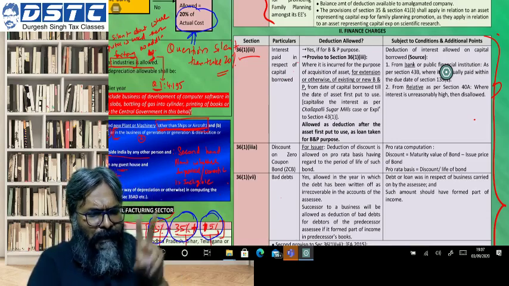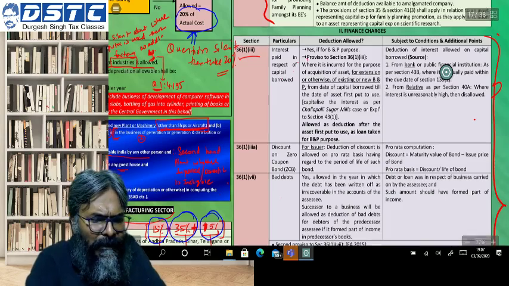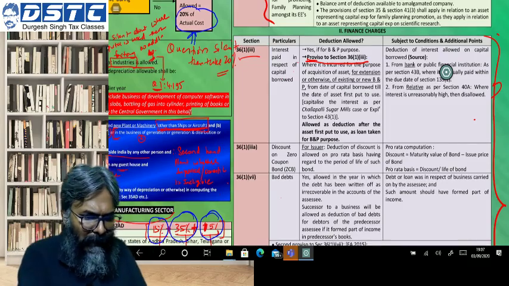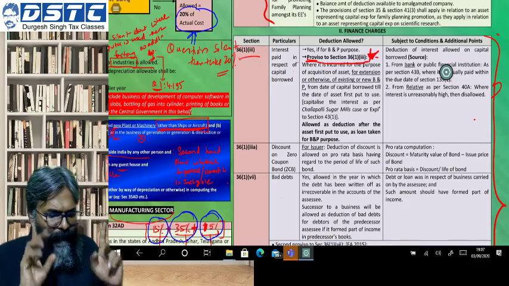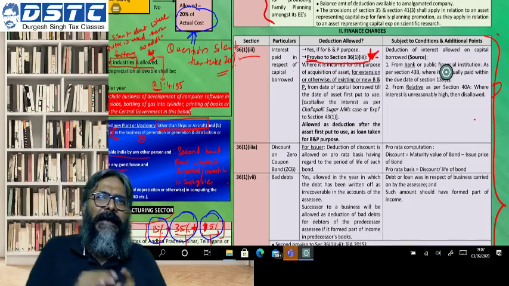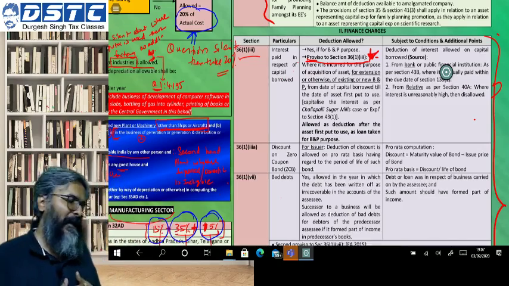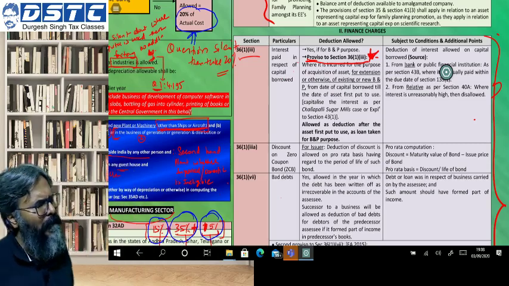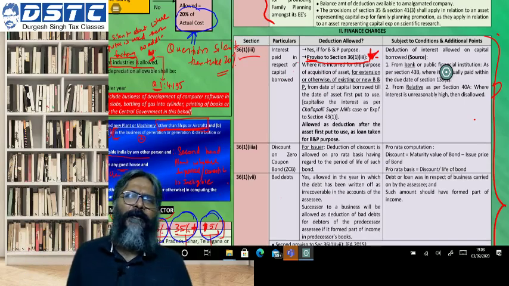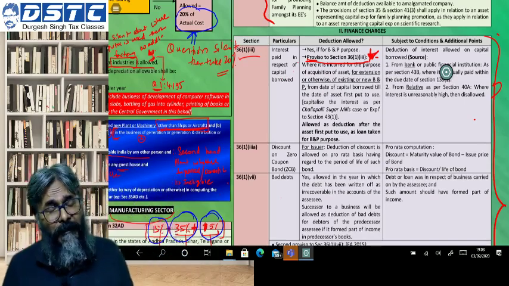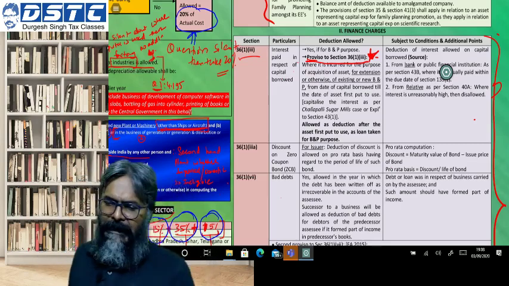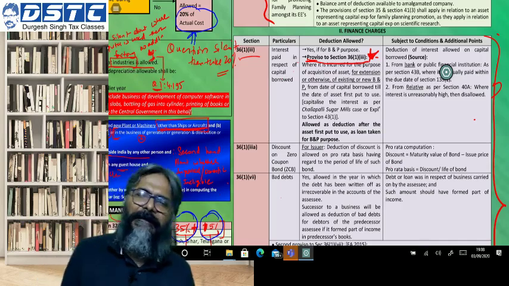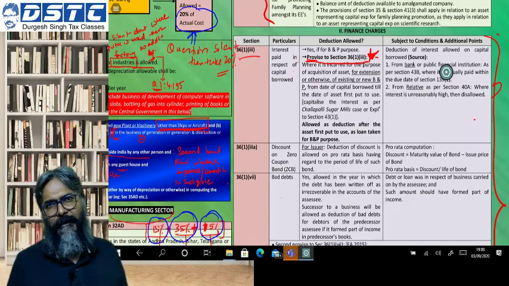Now, point number two, students, be careful, is one proviso which is there to section 36(1)(iii). Just remember this point very carefully. This is an important one. Now, what does this proviso say, students? All of you pay attention to this very carefully. As per this proviso, if I am taking a loan to acquire an asset, can I say that the loan has been applied for the purpose of business and profession? Yes, very much I can say that the loan has been applied for the purpose of business and profession.